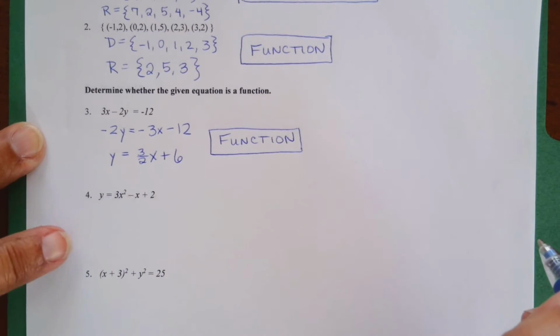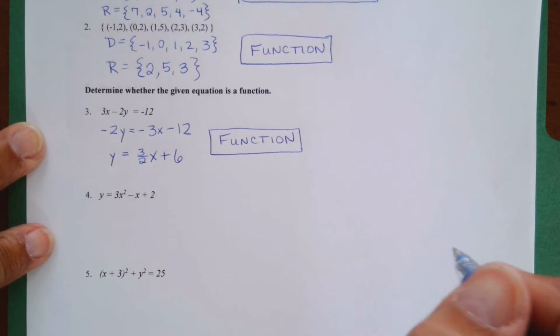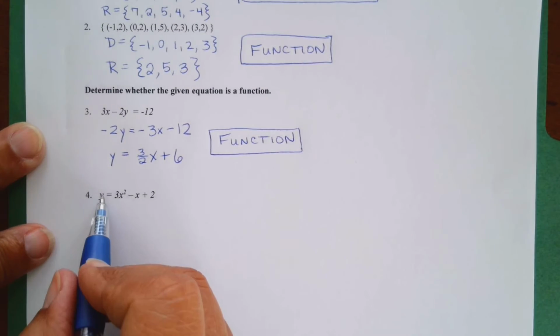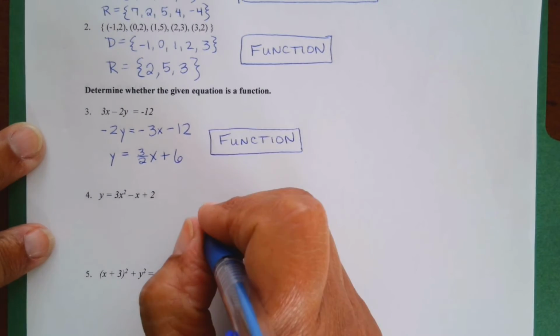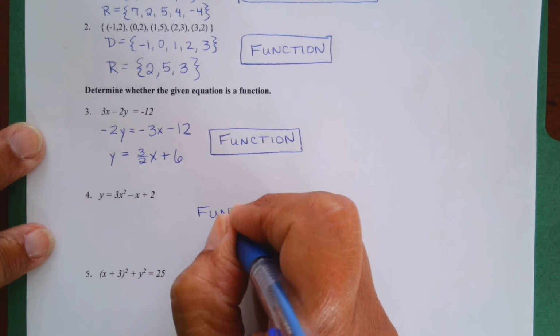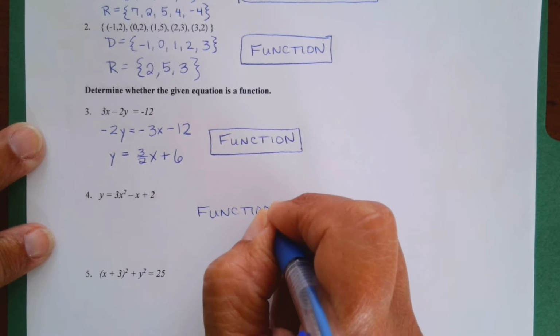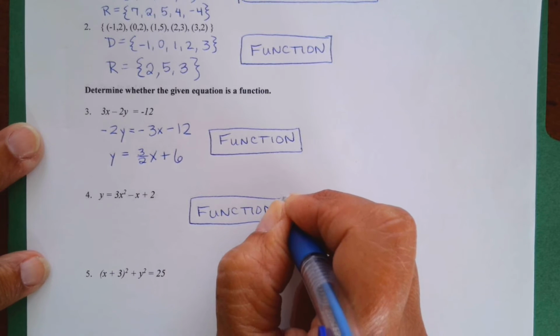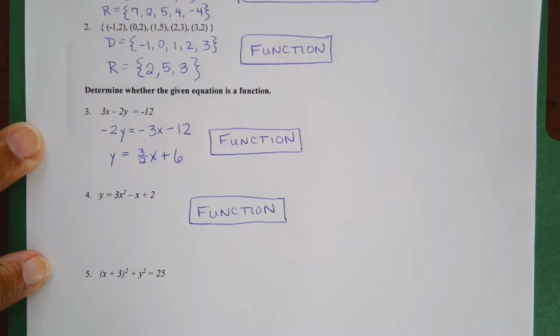All right, look at number 4. Number 4 already says y equals. So I solve for y. It's already done for me. So this is a function. I don't have to do anything with that one. So anytime an equation is solved for y, that's kind of nice for you. You'll know that's a function already.